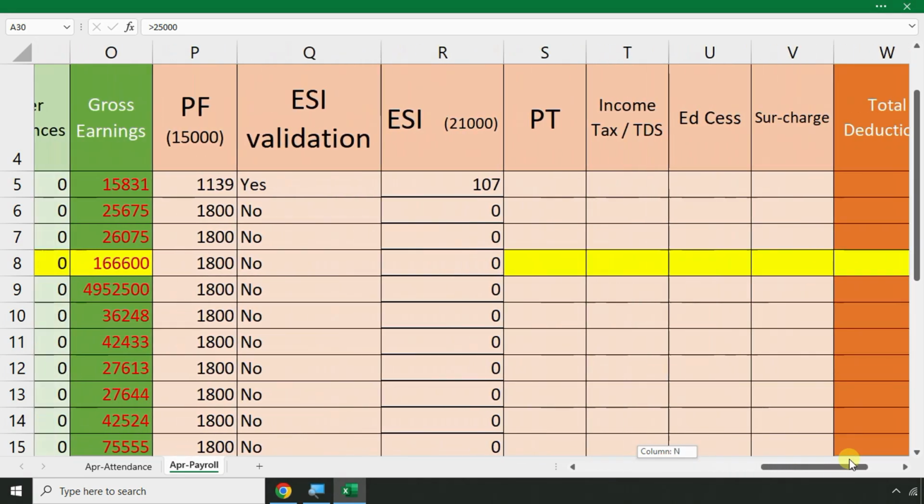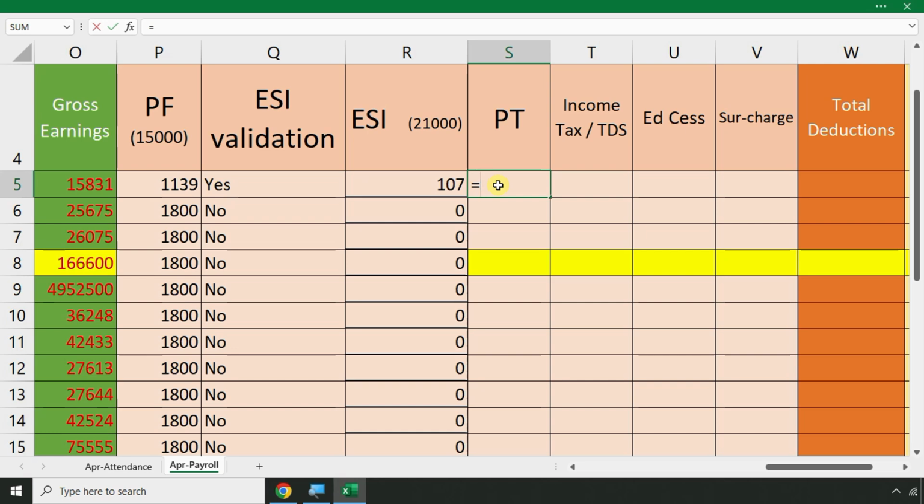So now what formula should I apply here? Equals to the gross. What is gross? O5. Here, the address O5, right? So if open bracket, if gross, if O5 greater than 20,000, I am following Telangana rules. If gross more than 20,000, how much? 200. Here I will be using another formula called IFS, test result. IFS formula for multiple tests, multiple results.